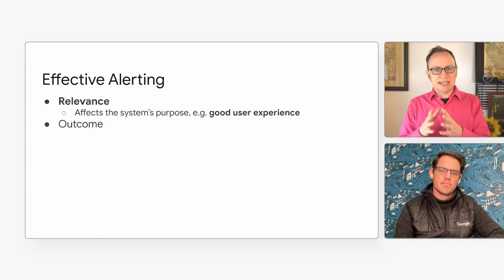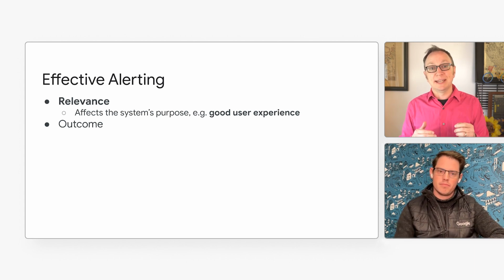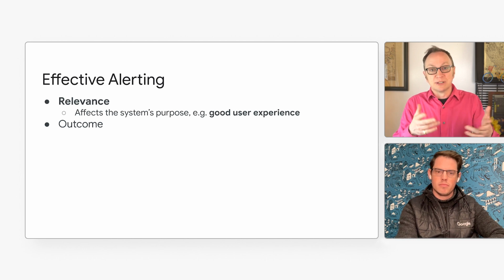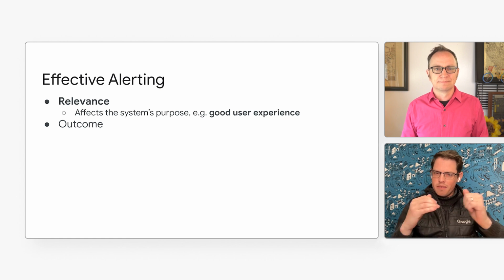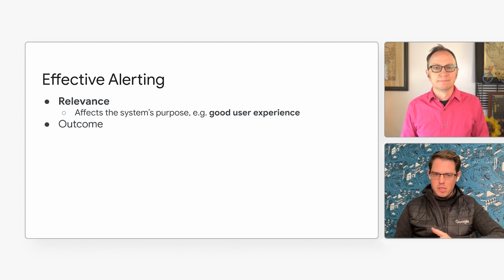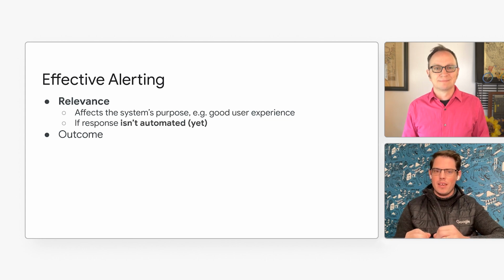So let's say I have a system sending alerts today, or I'm building a new system and I'm planning what alerts to send. How should I think about relevance? Well, for any event that you're thinking to alert on, consider, does this event affect my purpose? And if it doesn't, don't send an alert. But if it does, ask, can it be automated? Only if the event affects your purpose and the response isn't already automated, send the alert to a person.